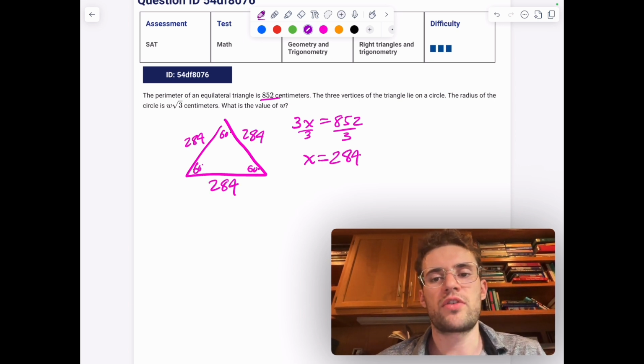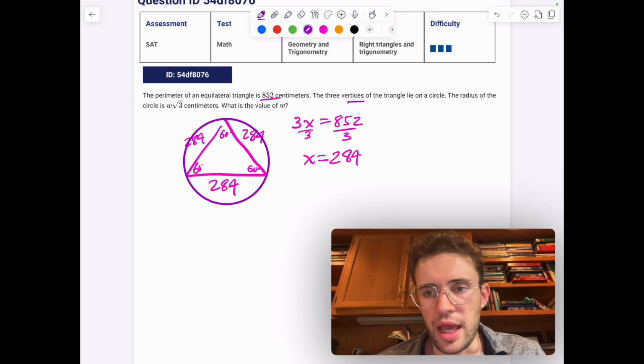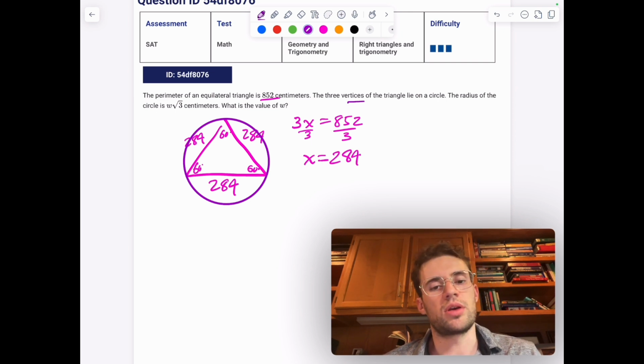And they say the 3 vertices of the triangle lie on a circle. So it's inscribed in a circle. And the radius of the circle is w times the square root of 3 centimeters. What is the value of w?